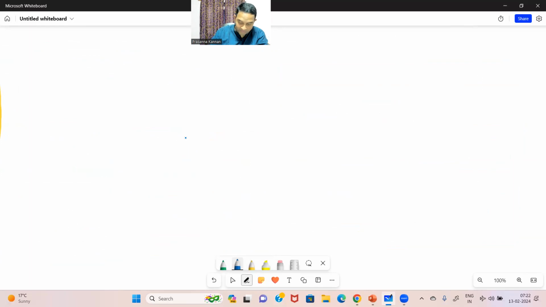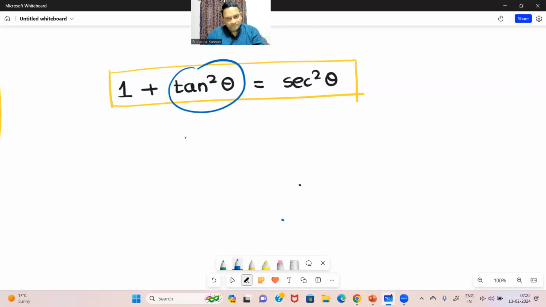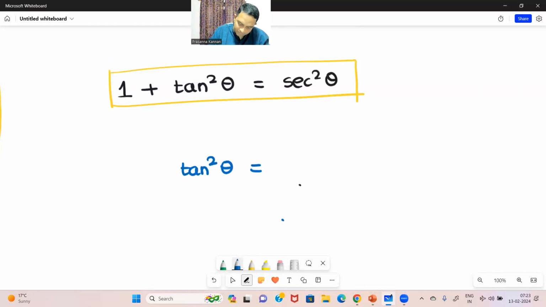Now, the variations in the other two formulas. What are the other two formulas? 1 plus tan square theta is equal to secant square theta. Or you can write it as secant square theta is equal to 1 plus tan square theta, left to right or right to left, whichever way. Now, one of the ways in which you can write this formula is to keep tan square theta on one side. What can you take to the other side? 1. So what do you get? Tan square theta is equal to secant square theta minus 1.